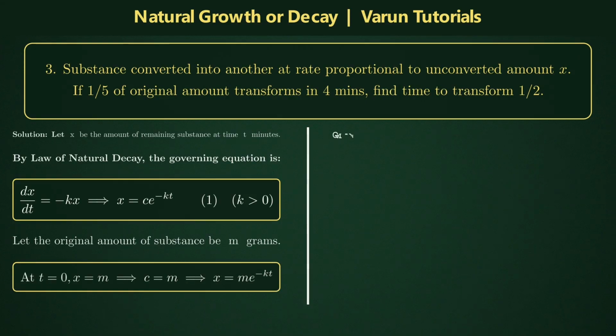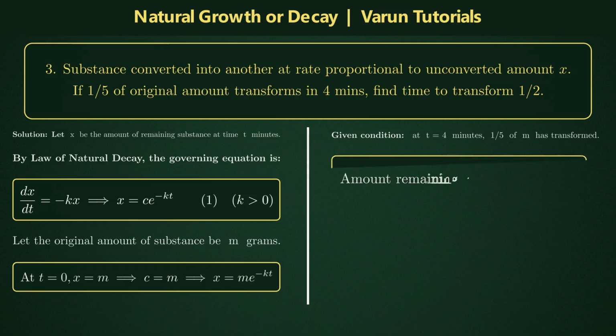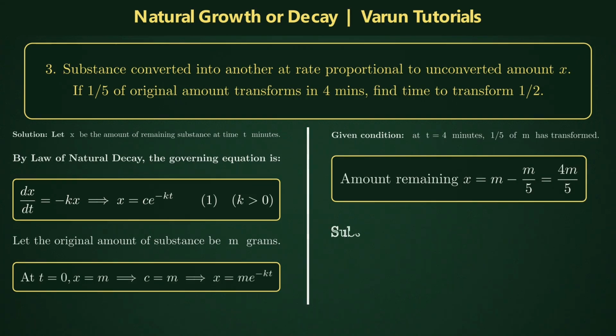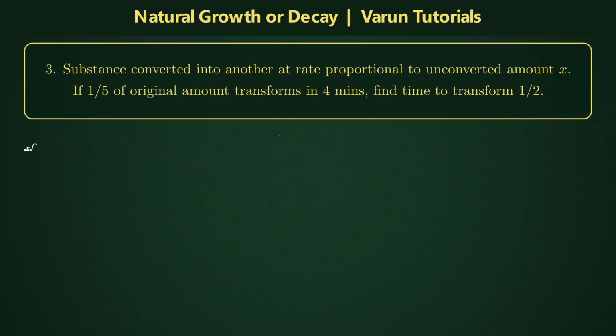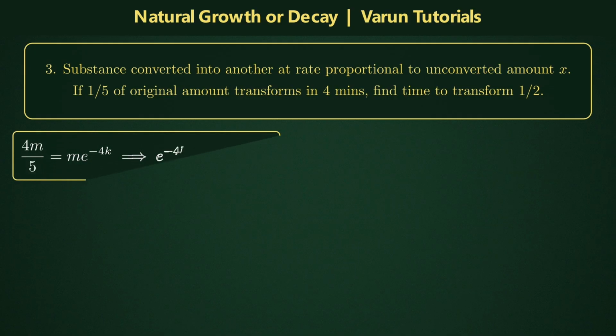We are given that after t equals 4 minutes, 1/5 of the original amount has been transformed. This means the remaining amount of substance x is m minus 1/5 of m, which equals 4m over 5. Substitute t equals 4 and x equals 4m over 5 into equation 1. This gives 4m over 5 equals m times e to the power of minus 4k. Dividing by m on both sides gives e to the power of minus 4k equals 4 over 5. We label this as equation 2.